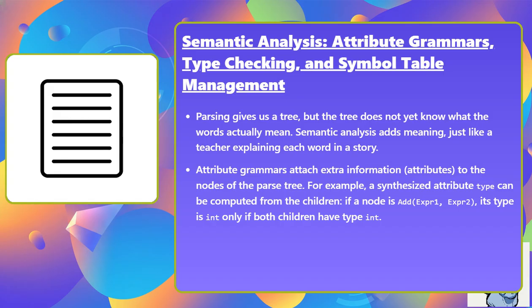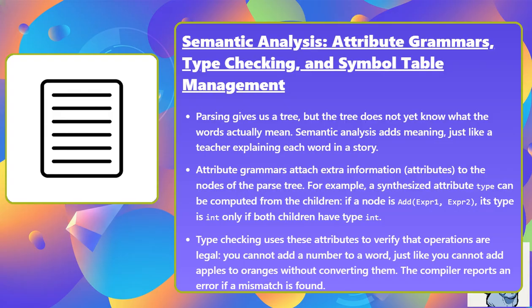Attribute grammars attach extra information, attributes, to the nodes of the parse tree. For example, a synthesized attribute type can be computed from the children. If a node is add expr1 expr2, its type is int only if both children have type int. Type checking uses these attributes to verify that operations are legal. You cannot add a number to a word, just like you cannot add apples to oranges without converting them. The compiler reports an error if a mismatch is found.